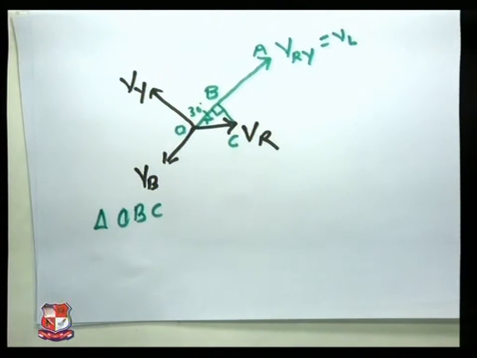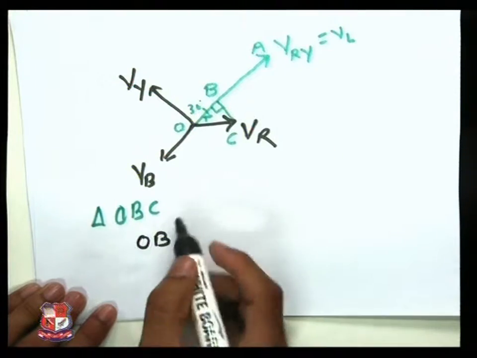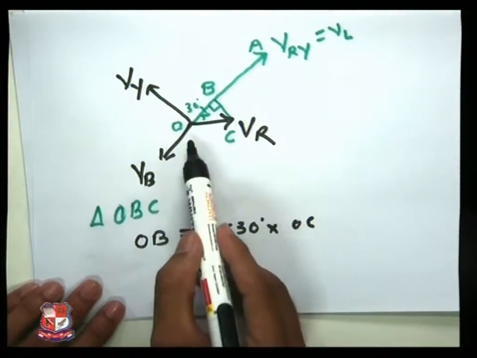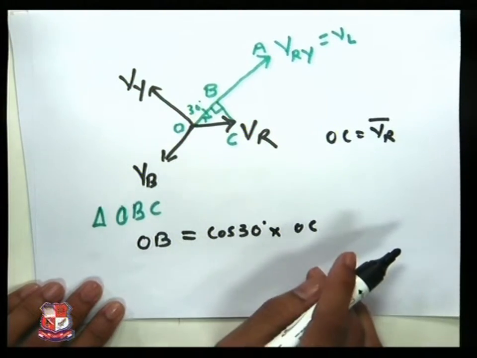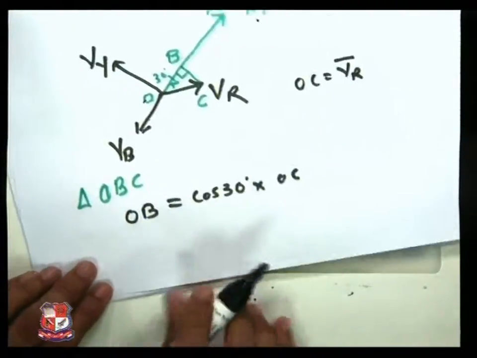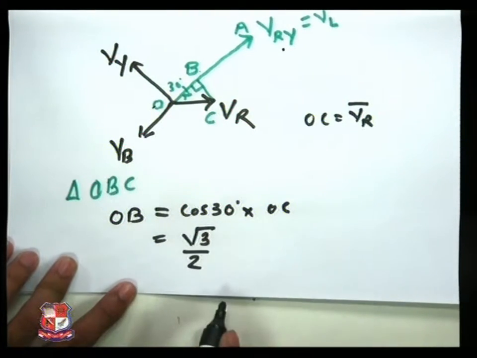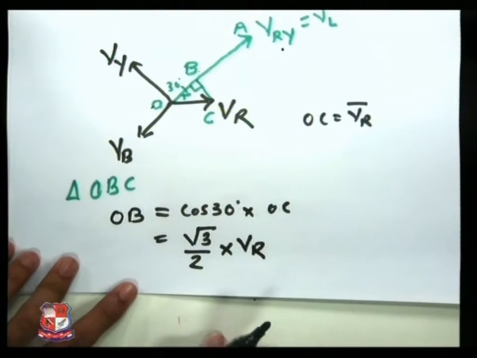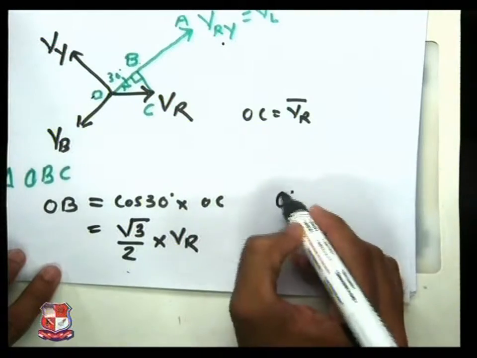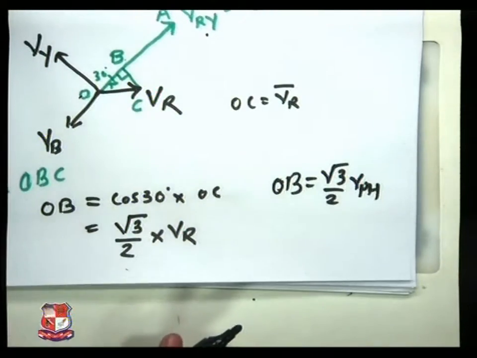Now for that triangle we write down the quantities, or we apply our Pythagoras theorem. The side OB is given by OB equal to cos 30 into OC. Now here OC is represented by the VR vector, and OB is half of the line voltage. The value of cos 30 is root 3 by 2, into the value of OC, which is the vector quantity VR. So we get OB equal to root 3 by 2 VR, where VR is the phase voltage. So OB equals root 3 by 2 phase voltage.